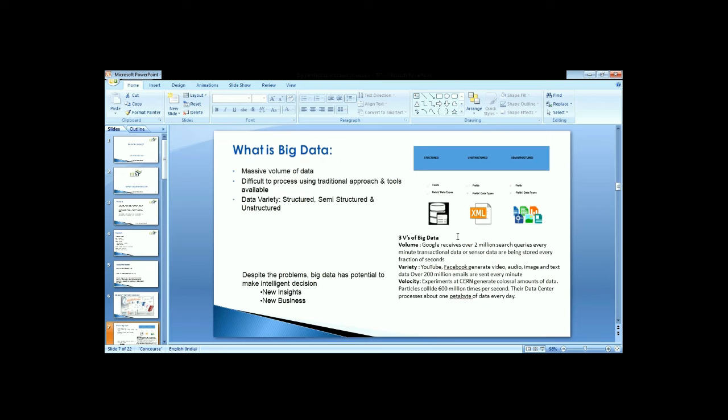Variety, as I said, is the variety of data. We have YouTube data, which is video data. We have Facebook data, which has pictures, videos, and audios. And we have over 200 million emails sent every minute to Gmail, Yahoo, Reddit, you name it, even corporate Microsoft Outlook.